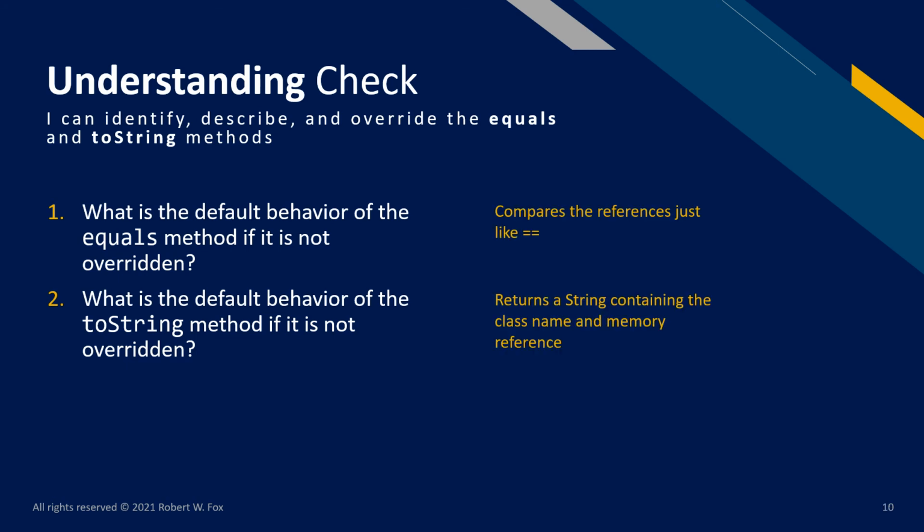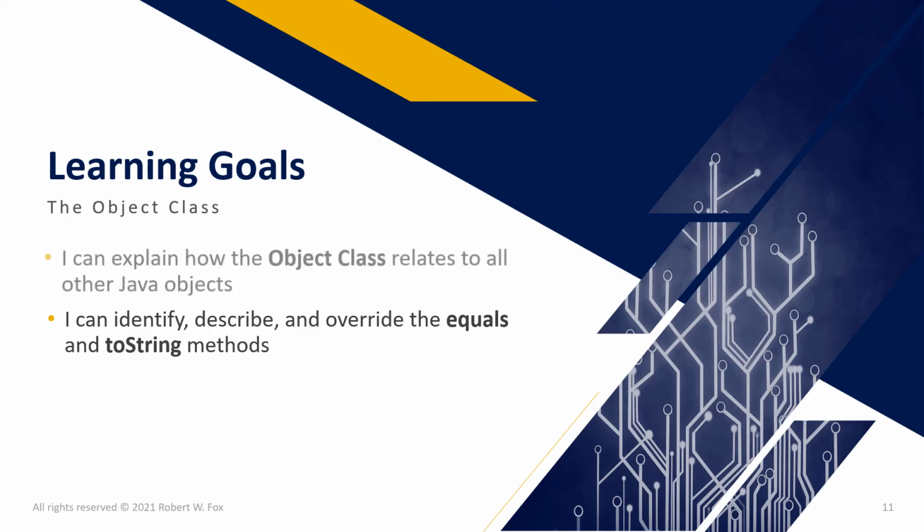All right, for number 1, the equals method's default behavior is really just to compare the objects' references, so it works exactly the same as double equals. For number 2, the default behavior of the toString method is to return a string containing the name of the class and the memory reference. Both of these methods are often overridden to have more useful behaviors, but remember, they're both inherited from the Object class. Now that you've seen this lesson, you should be able to explain how the Object class relates to all other Java objects, and also identify, describe, and override the equals and toString methods.